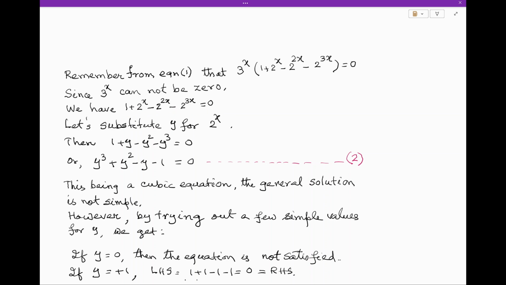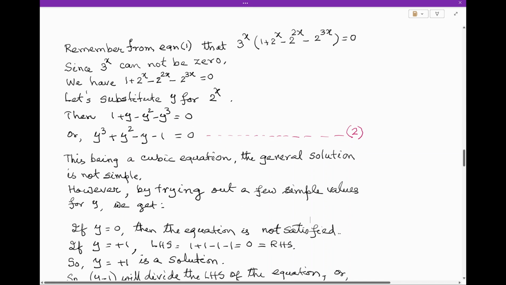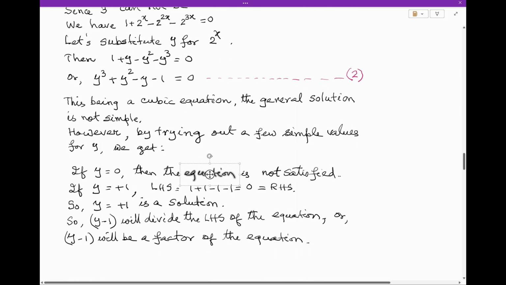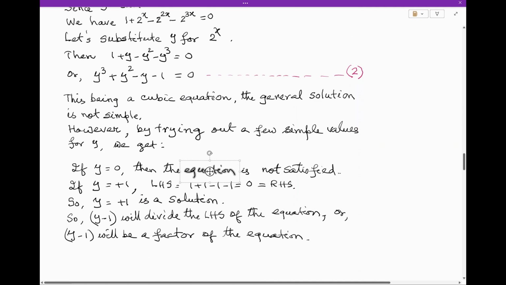Let us substitute y for 2 to the power of x. Then the equation becomes 1 plus y minus y squared minus y cubed is equal to 0, or rearranging terms, y cubed plus y squared minus y minus 1 is equal to 0. Let us call it equation 2. This being a cubic equation, the general solution is not simple.